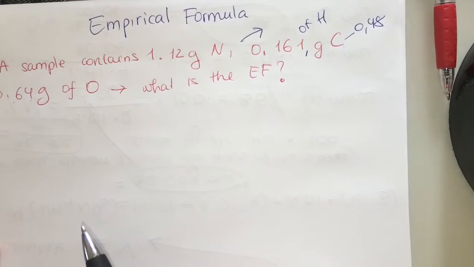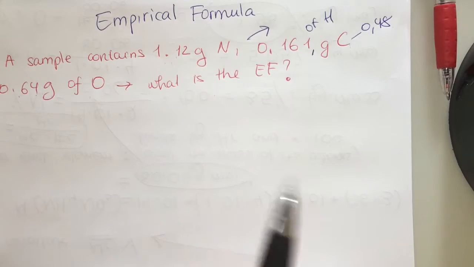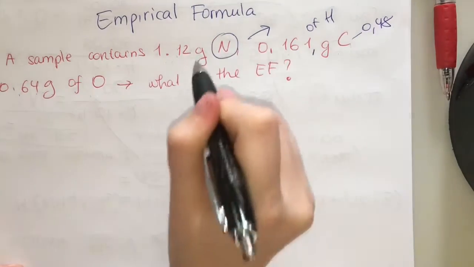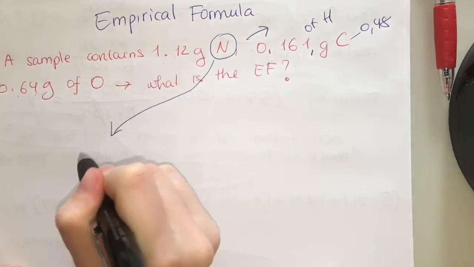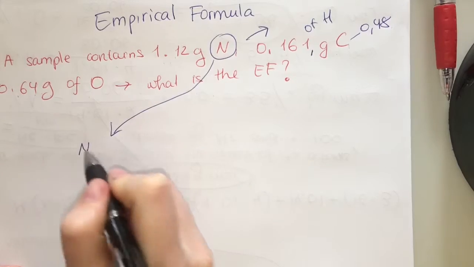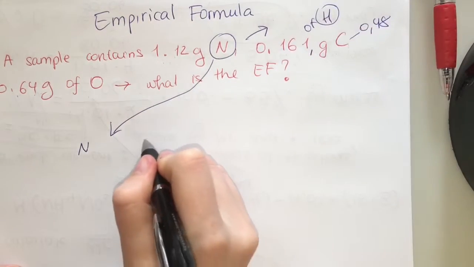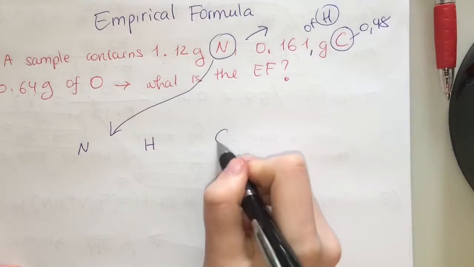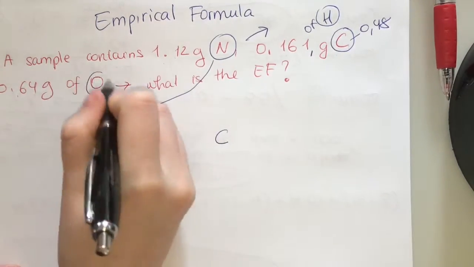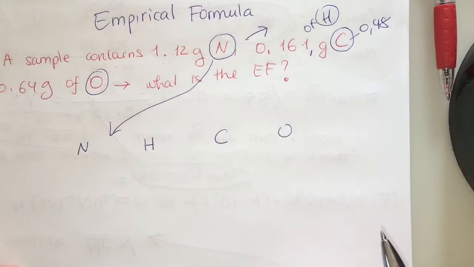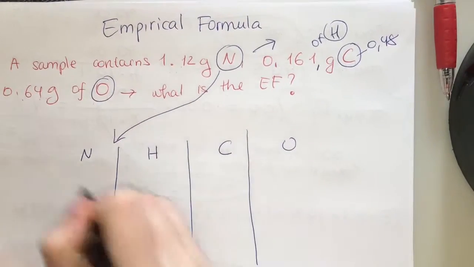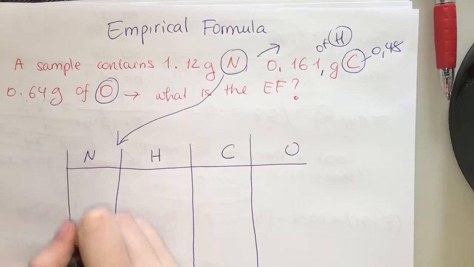So how I like to approach such questions is to make a table, okay? So in the table, you would include all of the elements that you have. So your first one would be nitrogen. Okay, the second one would be hydrogen. The third one would be carbon. And the last one would be our oxygen. Okay, so then you made our little tiny table. Okay, so this is the table.